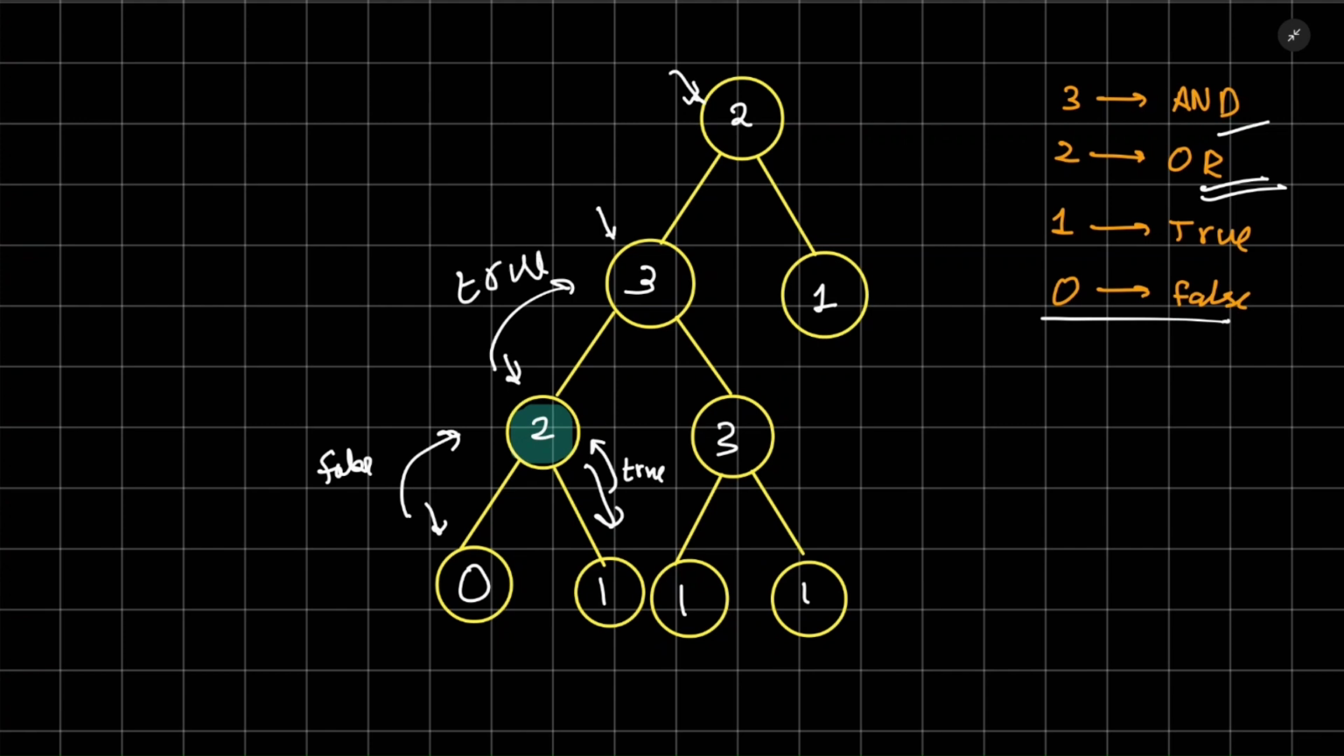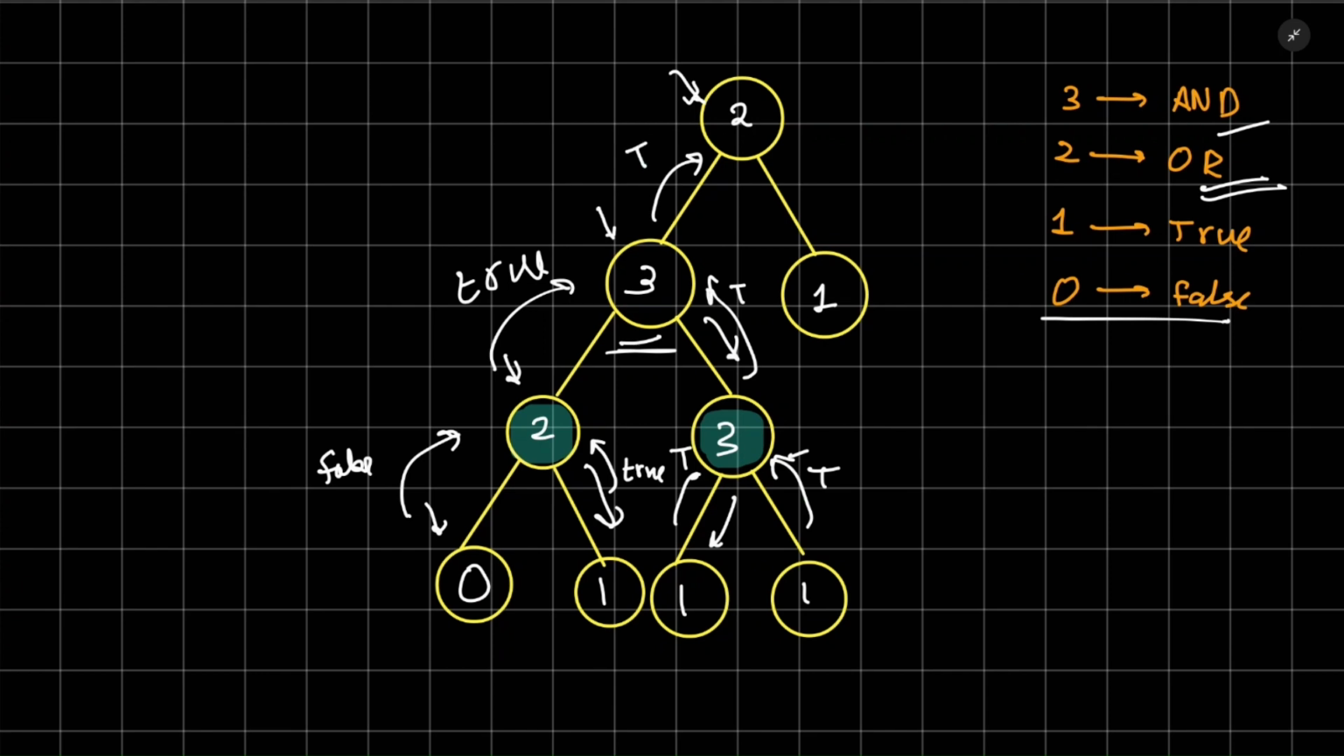Now for this node, we'll make its right call. For this node, we'll call this one, and it will return true. Similarly, this one will also return true. Now this node has its value 3, and for 3 we have to do an AND operation. So true and true will again be true. Now for this node we have value 3, so we'll again do AND of the results of left and right, and that will be true.